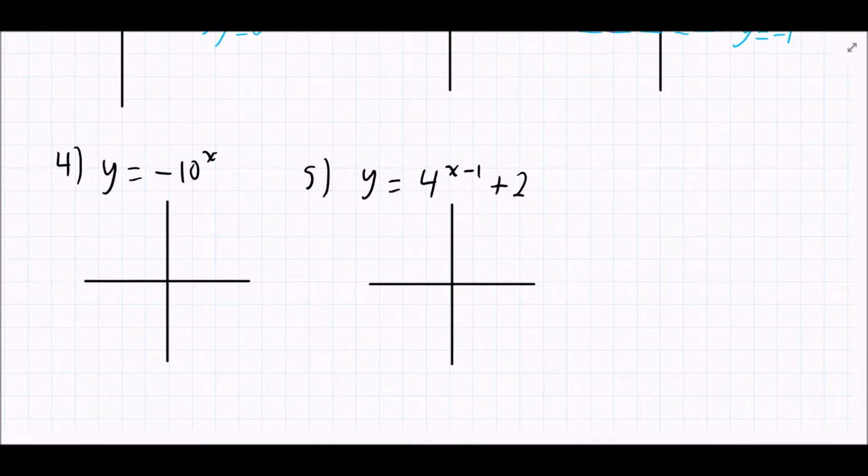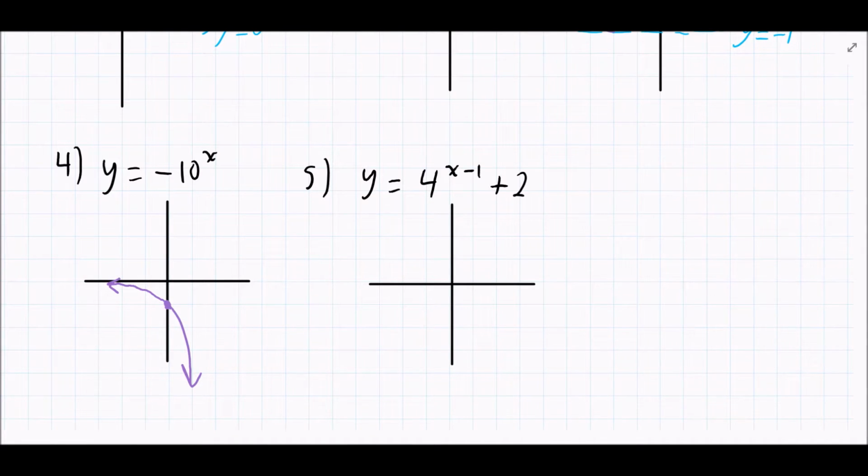Number 4, y equals negative 10 to the x. Now, just like the parabola and the cubic, if you put a negative out front, it flips it in the x-axis. So instead of 0, 1 being a reference, now it's going to go through 0, negative 1. And it's going to get bigger negative on the right-hand side real quickly. And then on this side, it's going to approach y equals 0. And the fifth one, y equals 4 to the power of x minus 1 plus 2.